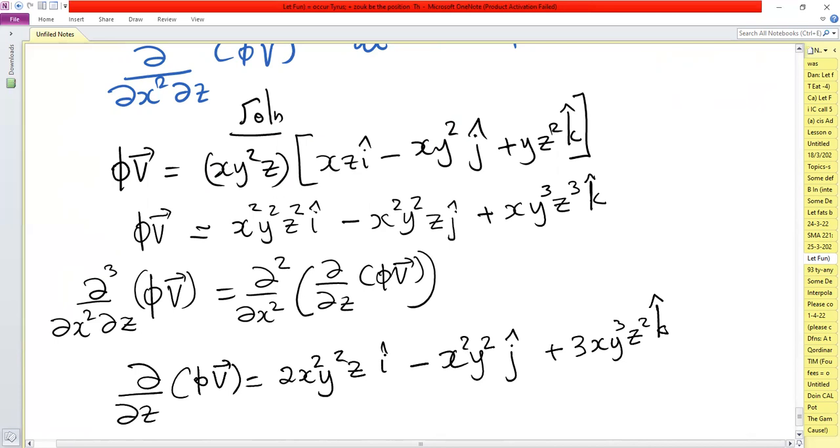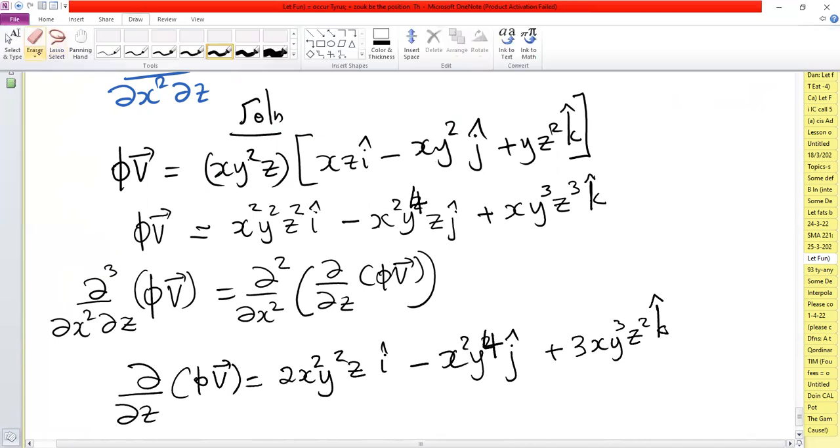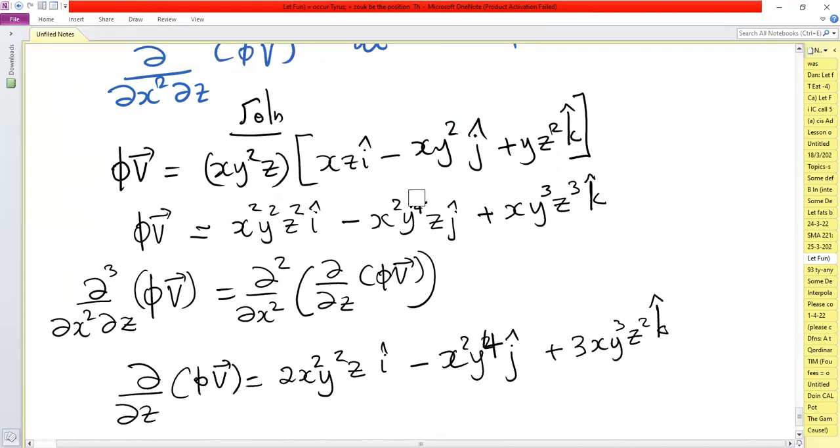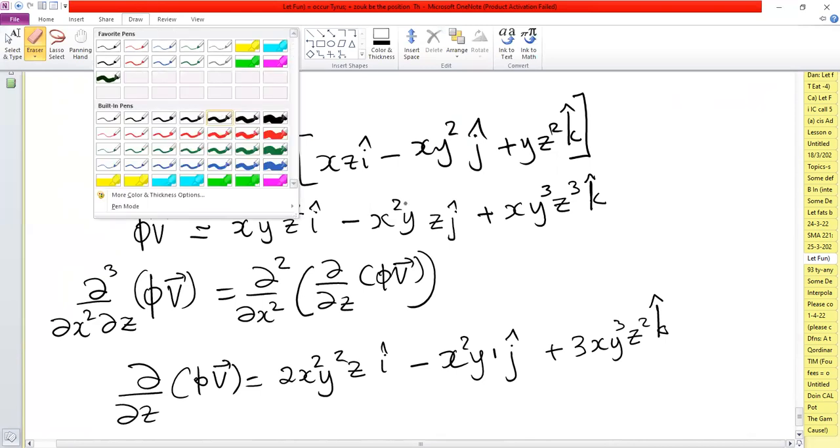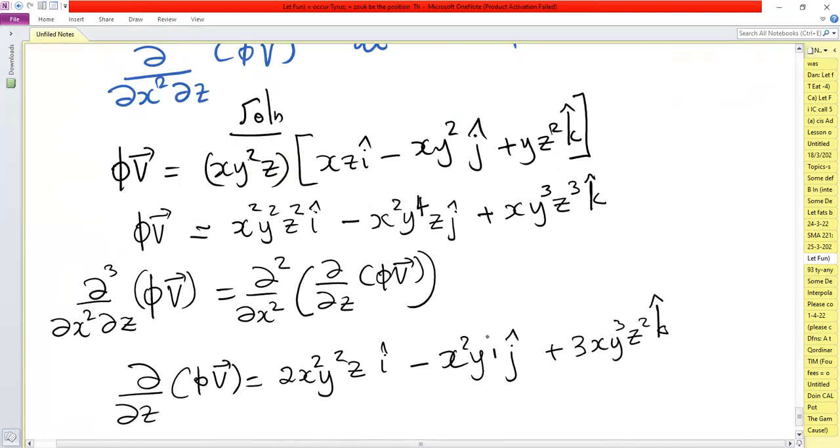So remember now, this is x times x is x squared, y power 2 times y power 2. This should be 4, and so this is also power 4, because 2 plus 2, we lost the indices. So correct that mistake. So this is 4. This is 4.